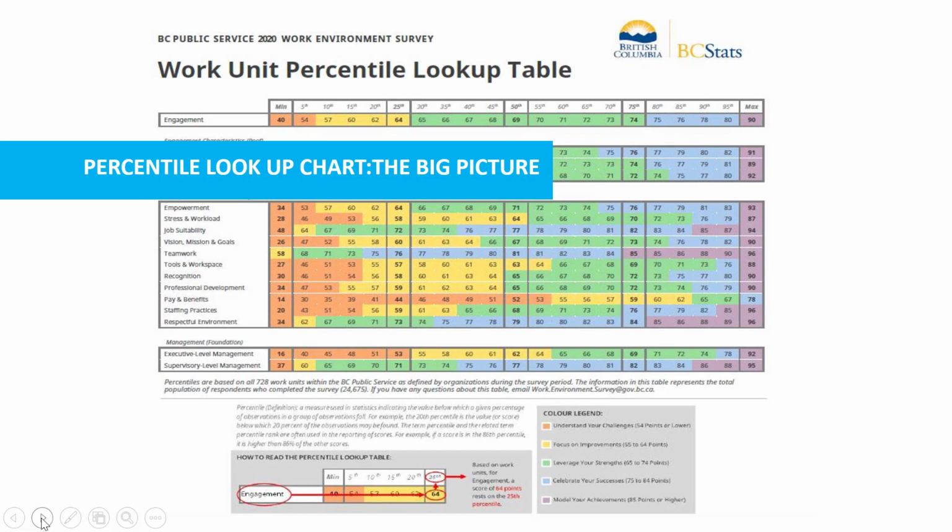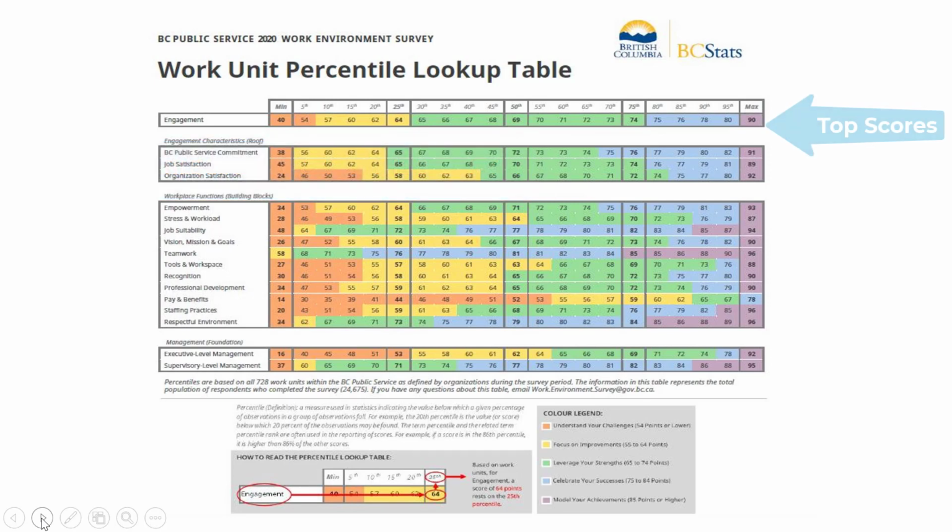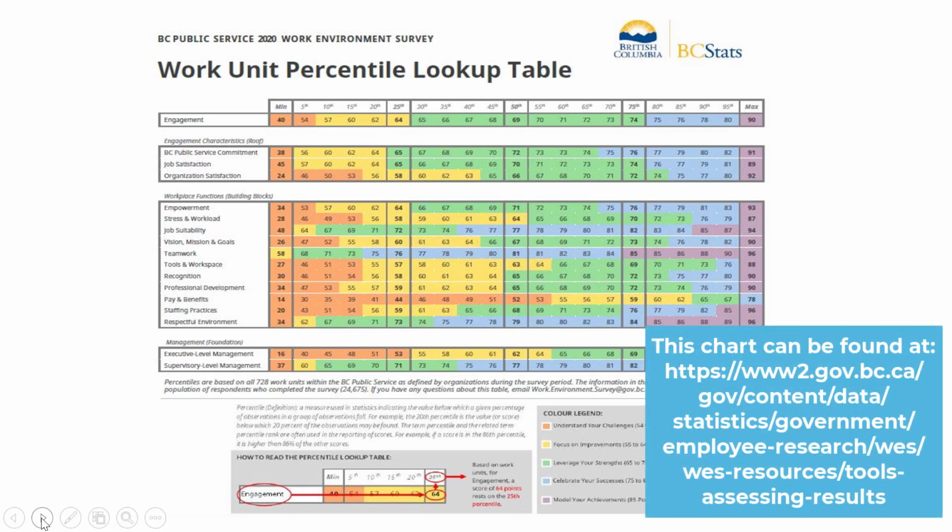This lookup table is useful to see what the full range of scores are for each driver. This includes the top and bottom scores for each driver across all work units, which you can't really see from the percentile chart in the work unit report. It's also useful for estimating the percentile scores for an organization, as these don't get percentile charts of their own. You can find this percentile lookup chart on our website.